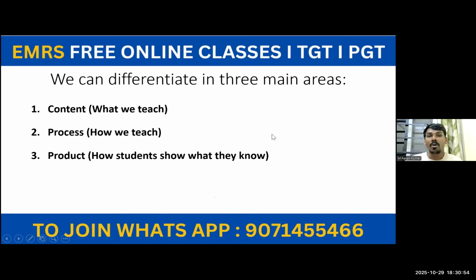Then, how can we differentiate this into three major areas? When we talk about differentiated instruction, we can differentiate in three major areas. The first one is content. Content talks about what we teach. Here in content, you can use materials at various reading levels, right? You can also provide information through both text and video. You can write on the board and you can show them a video also.